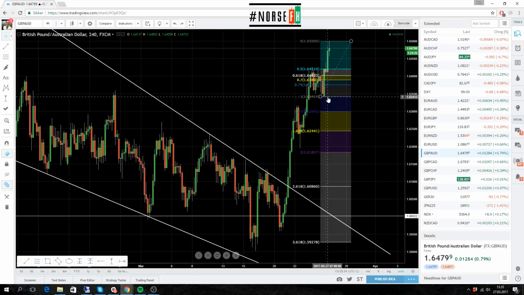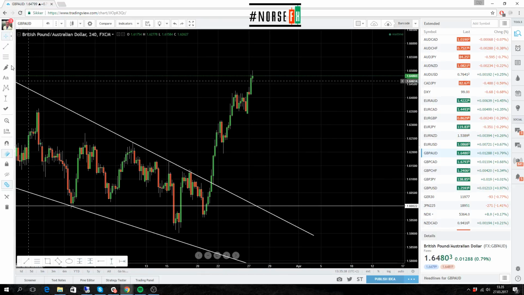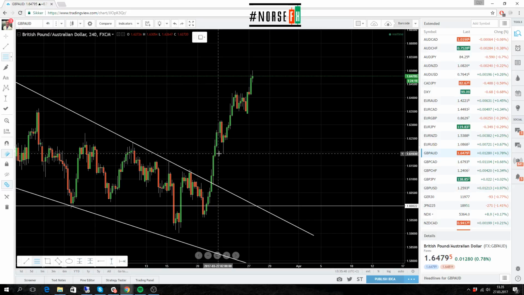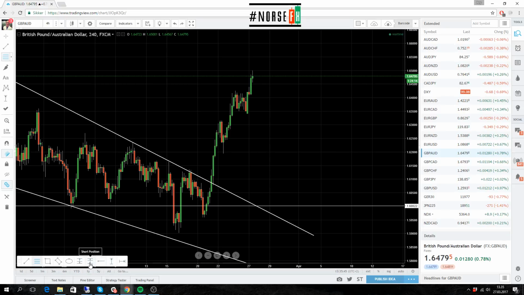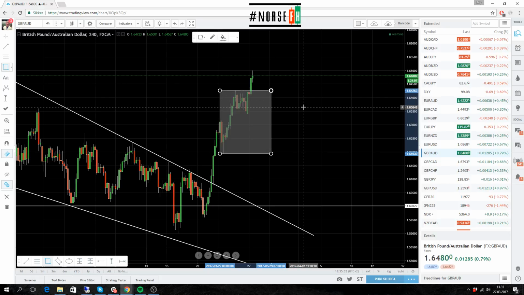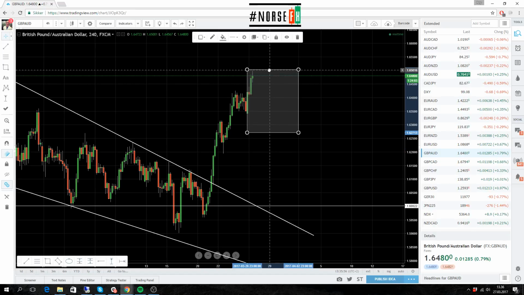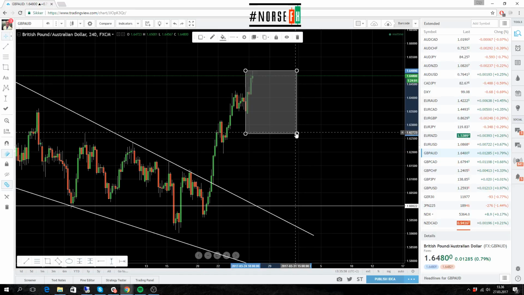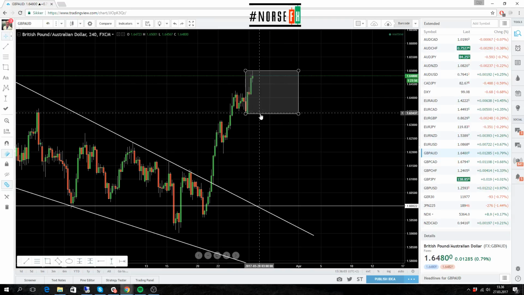Update on GBP AUD. I had a stage 2 buy order at this leg right here. So that range, as you see here, was my stage 2 buy. Since we now have broken and printed a higher high, I'm now actually updating my orders. So I'm using this current leg as my stage 2 order to buy this pair.